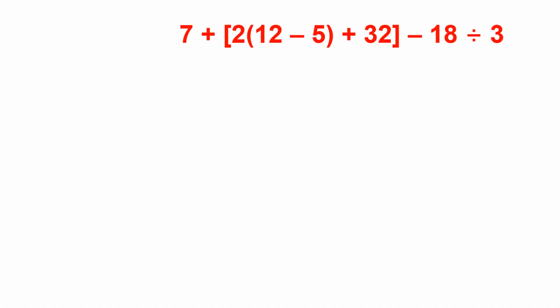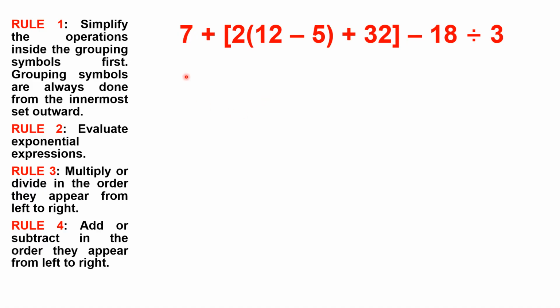Okay? Let us try to solve this expression. 7 plus the quantity 2 times the quantity 12 minus 5 plus 32 minus 18 divided by 3. Okay, remember the rule that says simplify the operations inside the grouping symbols first. Grouping symbols are always done from the innermost set outside. So we will start with 12 minus 5. Okay, and the answer is 7.